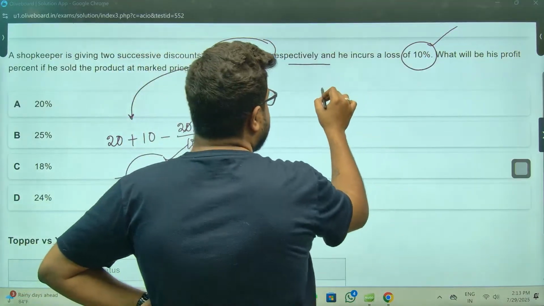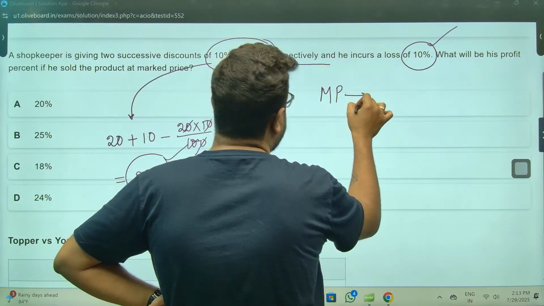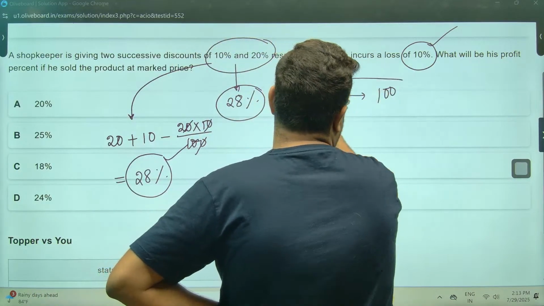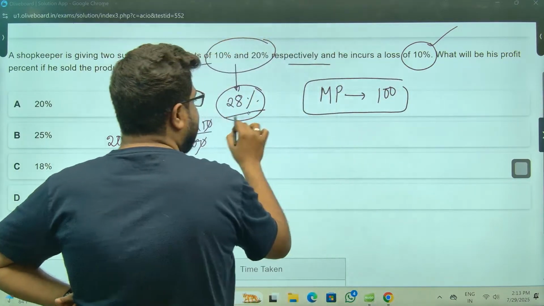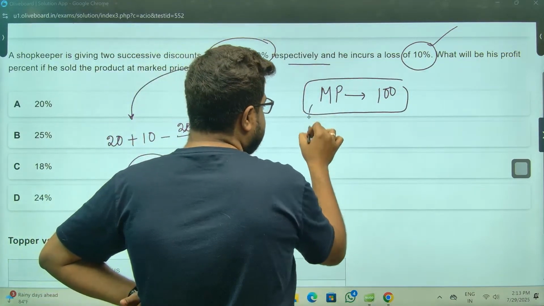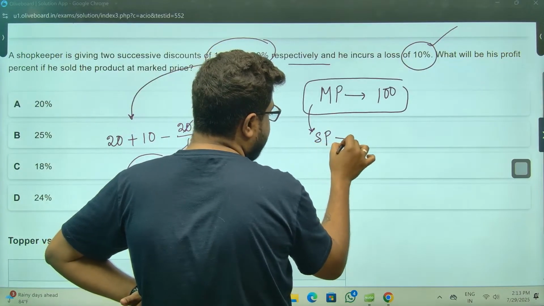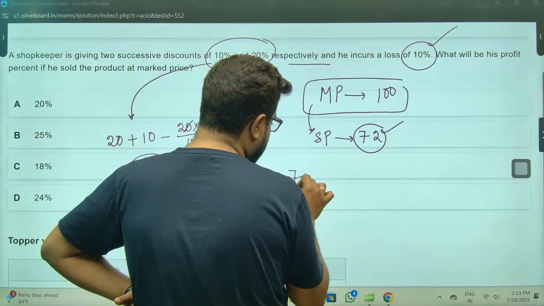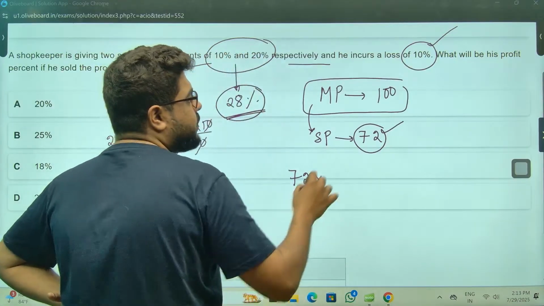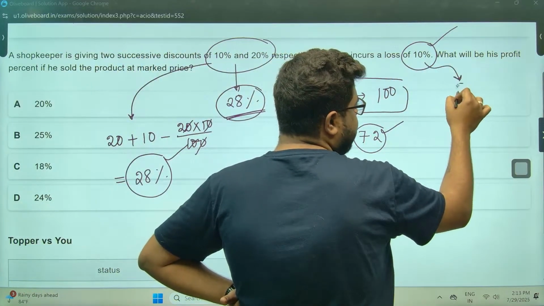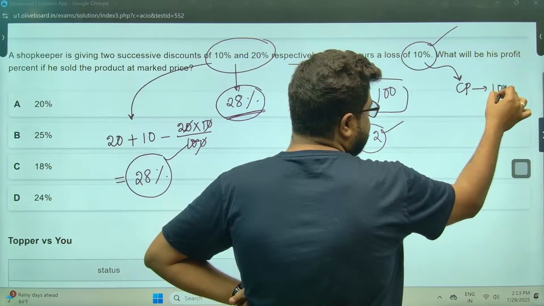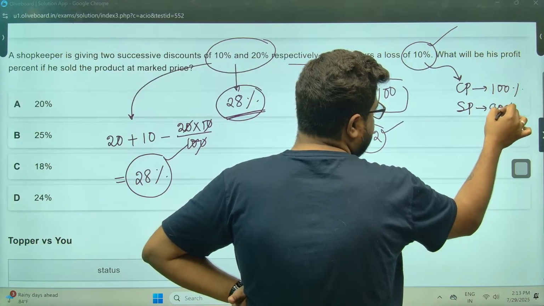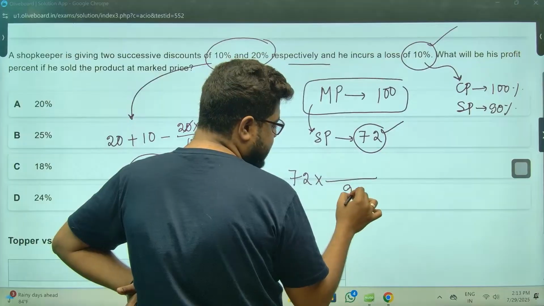Okay sir. Let's take the MP to be 100 rupees, sir. Now, if he gives 28% discount, that means SP will be how much, sir? 72 rupees. Now, with 72 rupees he is making a loss of 10%. Loss of 10% means CP is 100%, so SP will be 90%. So this 72 is representing 90%.